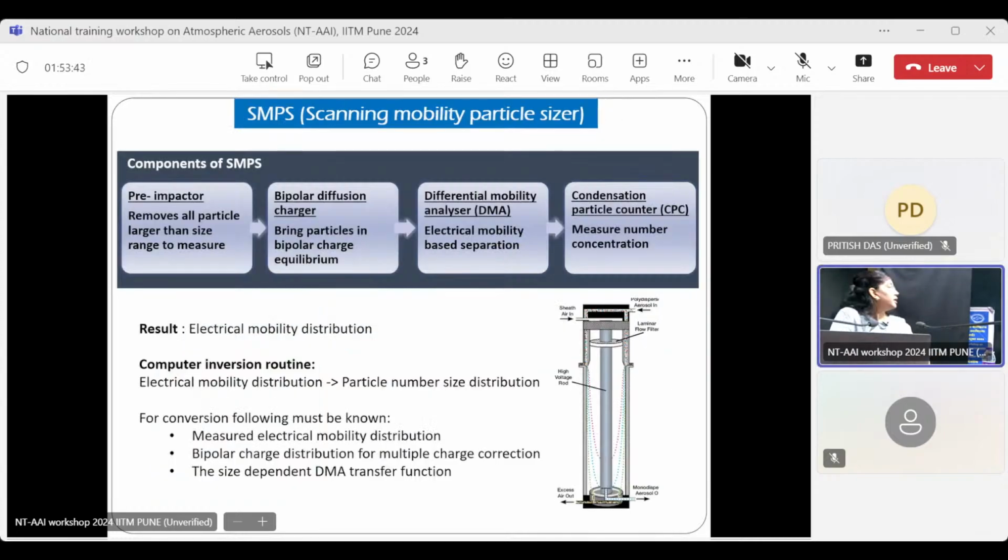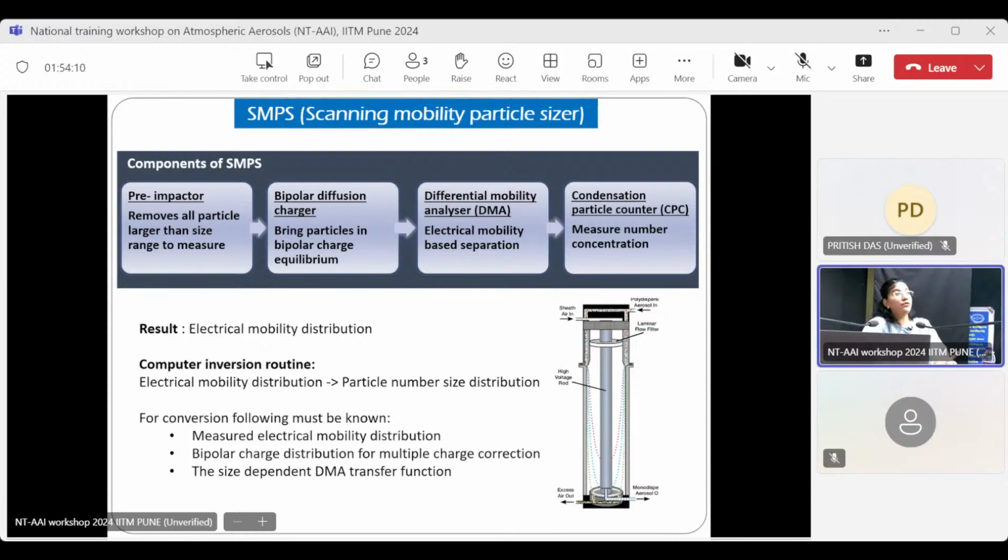The basics were discussed yesterday, but I will just revise. There are four main components of SMPS. One is the pre-impactor, which will act as a cutoff for the largest size, because we are going to limit our size range, for example, 10 nanometer to 1000 nanometer. So there is no point in contaminating your instrument. So there is a cutoff for the largest size.